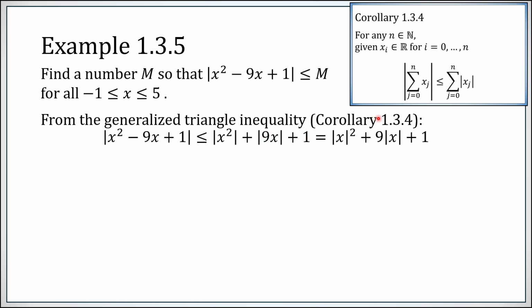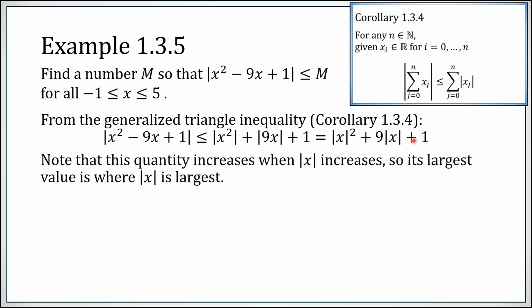Well, this 9 can factor out. The absolute value of 9 times x is the absolute value of 9 times the absolute value of x, and the absolute value of 9 is simply 9. Also, we already know that the absolute value of x squared is the absolute value of x, squared. So the absolute value of x squared minus 9x plus 1 is less than or equal to absolute value x squared plus 9 times absolute value x plus 1.